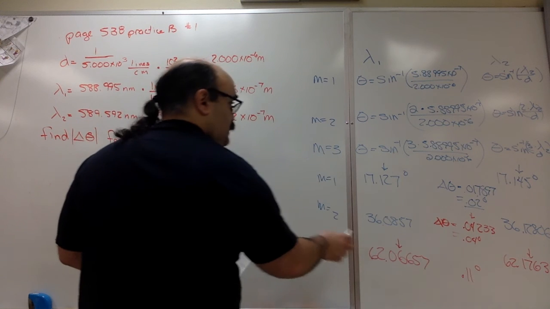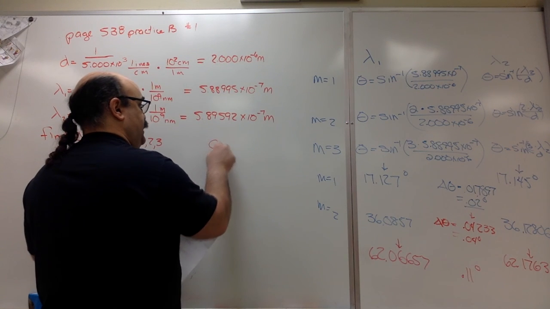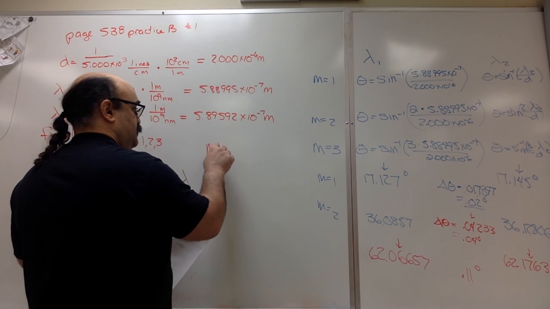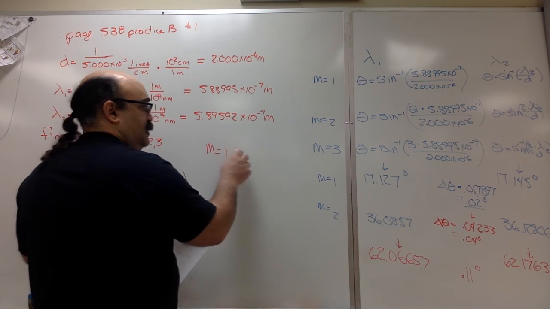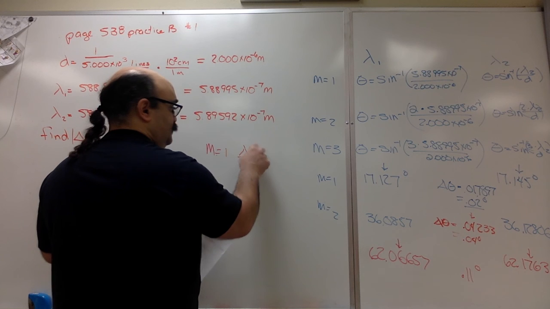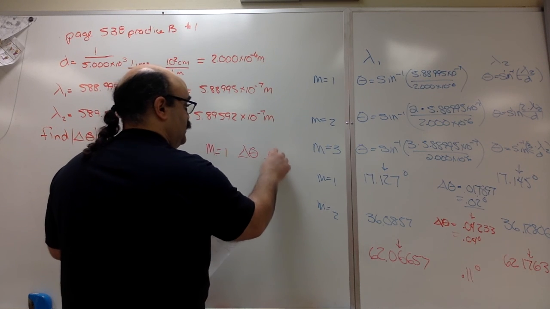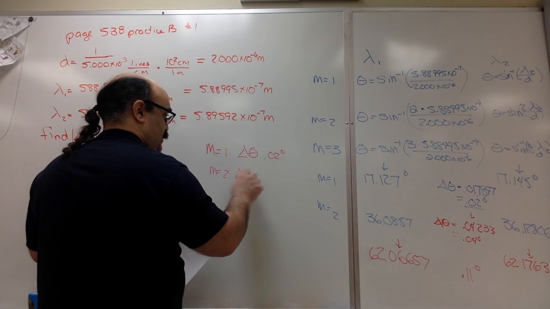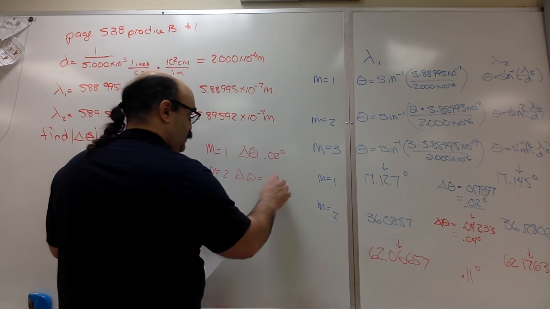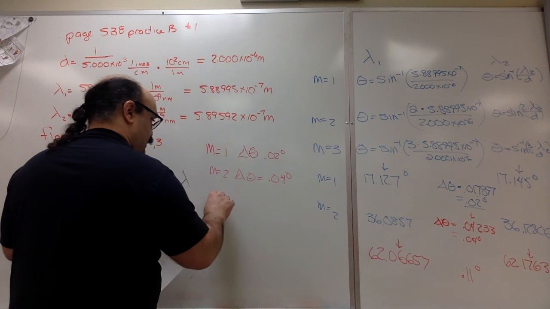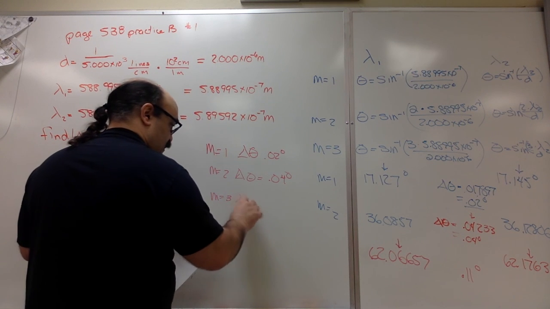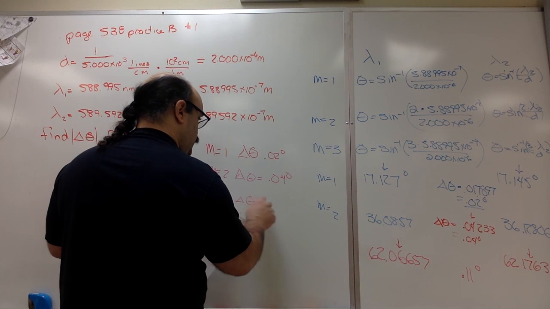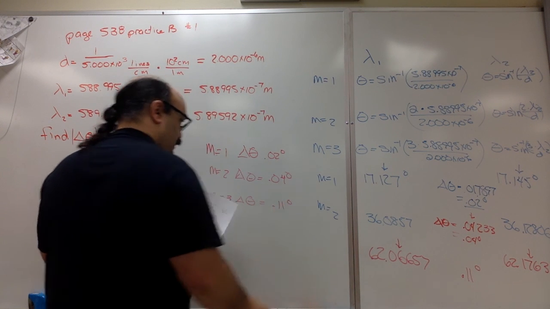So my answer for this problem should be: for m equals 1, delta theta was 0.02 degrees. For m equals 2, delta theta was equal to 0.04 degrees. For m equals 3, delta theta was equal to 0.11 degree.